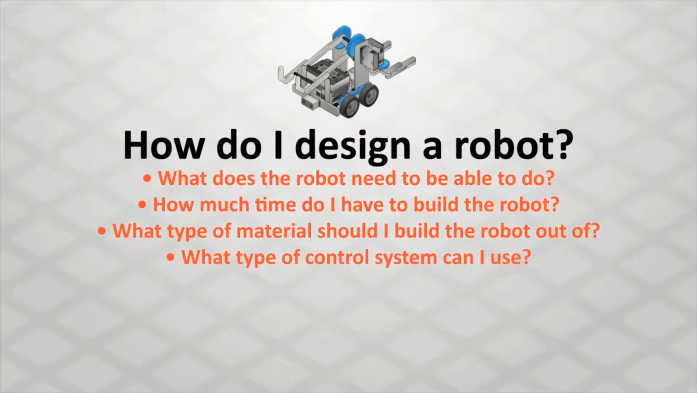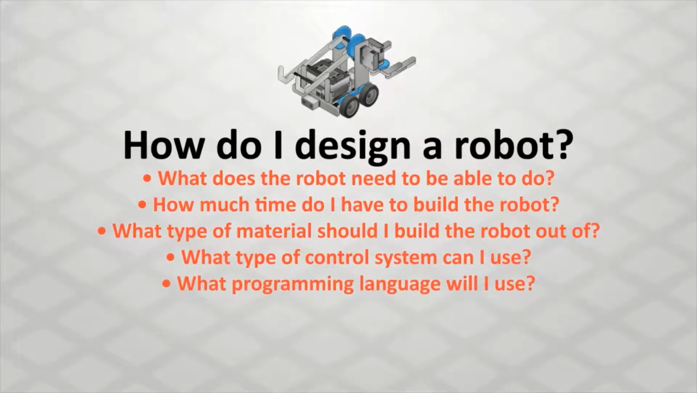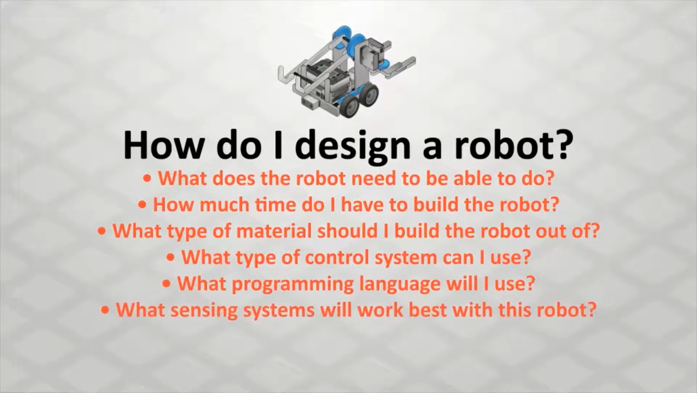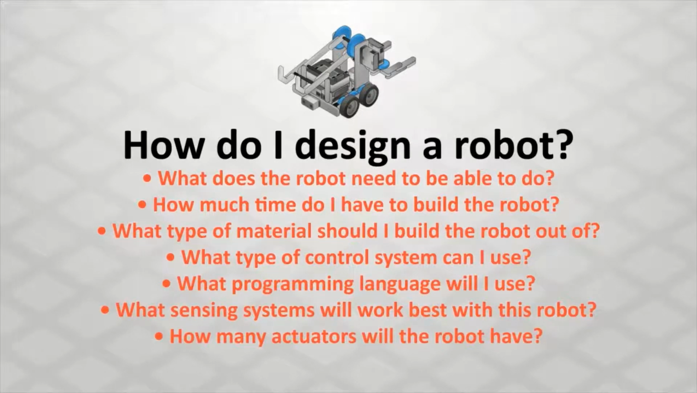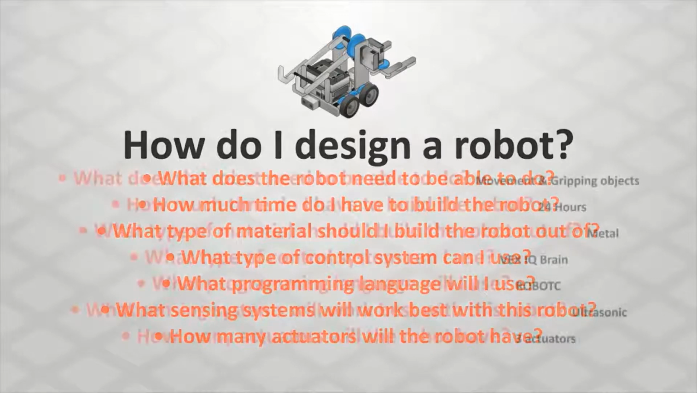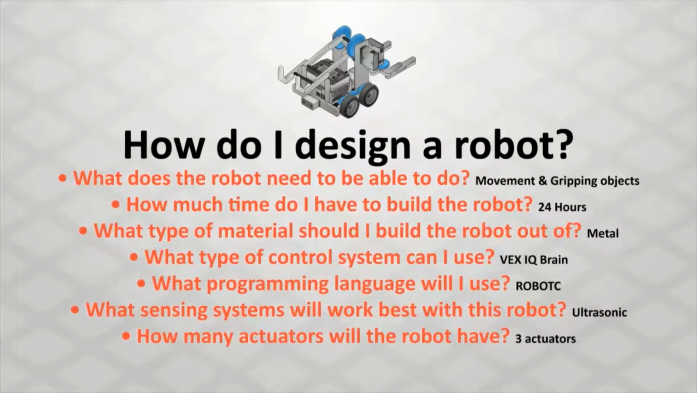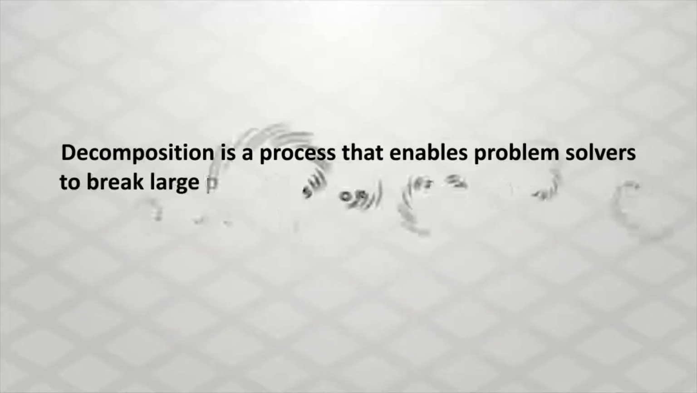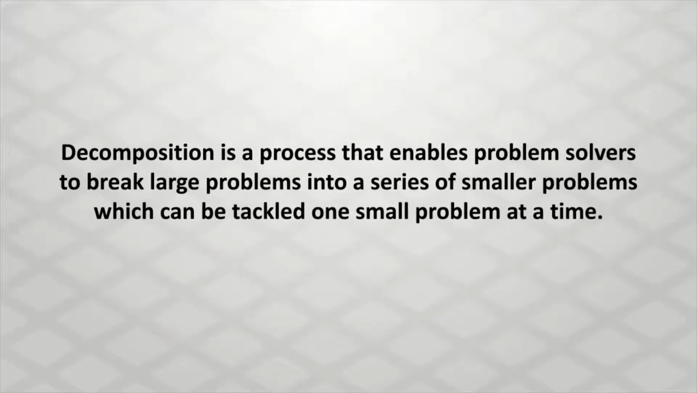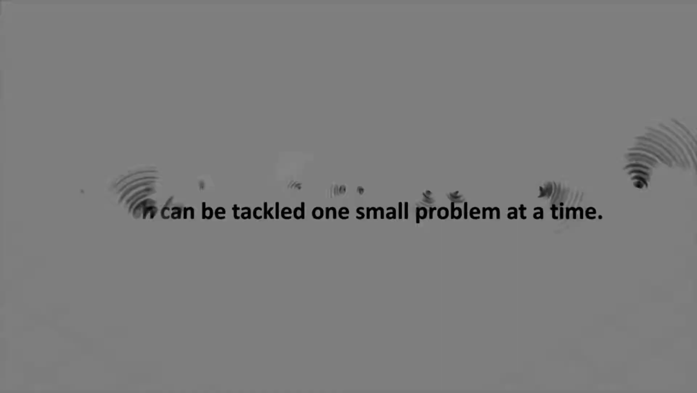What type of control system can I use? What programming language will I use? What sensing system will work best with this robot? How many actuators will the robot have? The answers to these questions will lead to additional questions. Before we begin designing our robot, we need to get all these questions answered. Decomposition is a process that enables problem solvers to break large problems into a series of smaller problems, which can be tackled one small problem at a time.